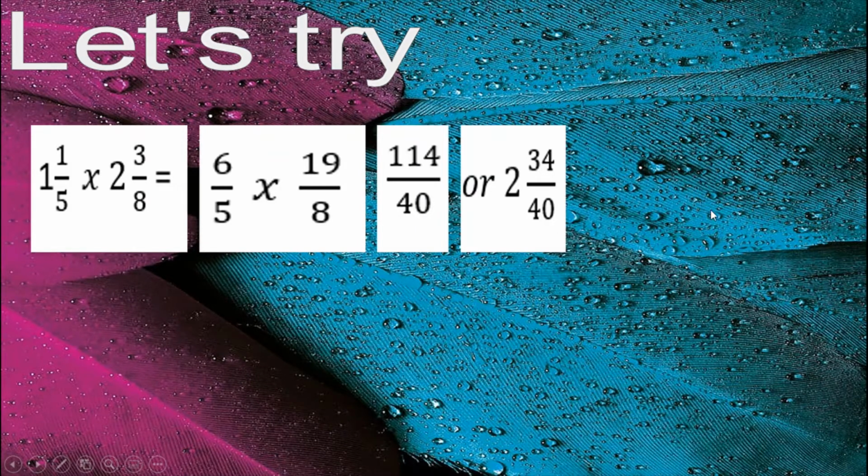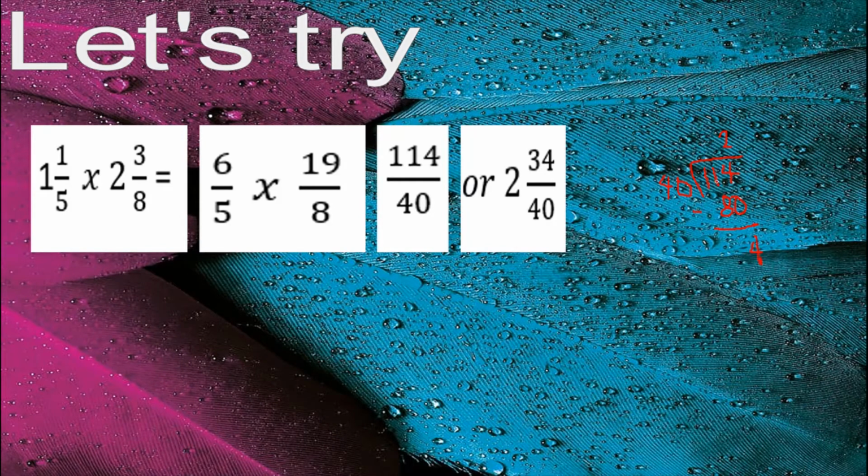For those who are still confused why the answer is 2 and 34 over 40, I just divide 114 by 40. So 114 divided by 40, that is 2. 2 times 40, that is 80. Okay, and then I subtract. Bring down 4.